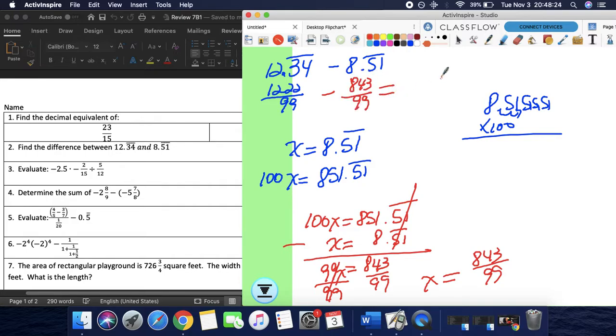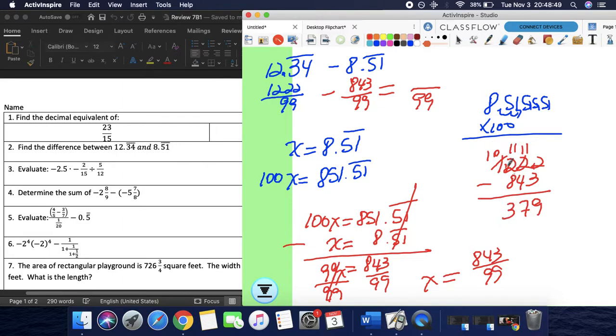Look how beautiful that is. We can subtract because they both have the same denominator of 99, so we keep the denominator and we subtract the top. So 1,222 minus 843. A lot of borrowing here. So that's a 10, that's a 12, becomes 11, that's a 12, becomes 11. 12 minus 3 is 9, 7, 3.